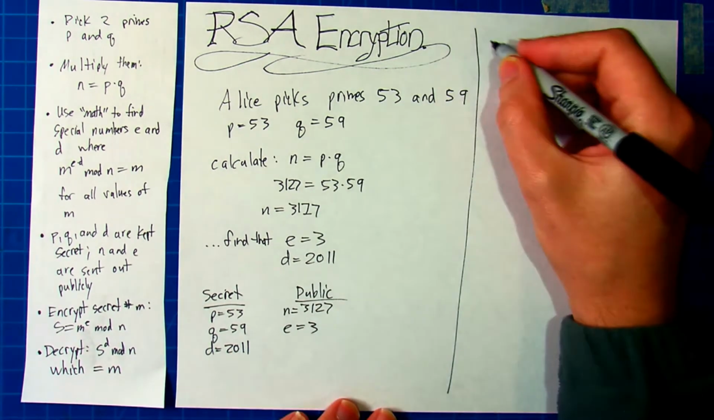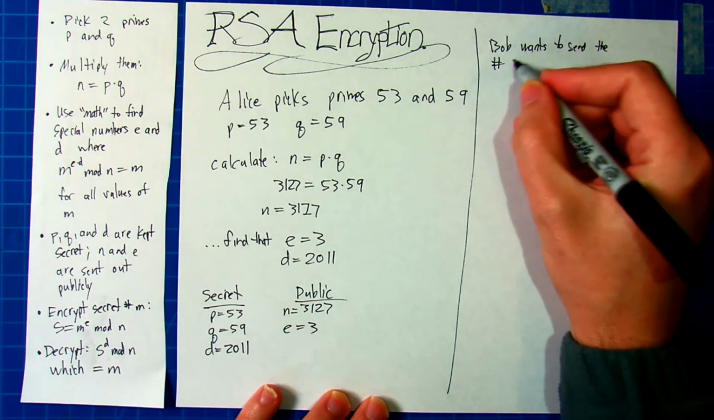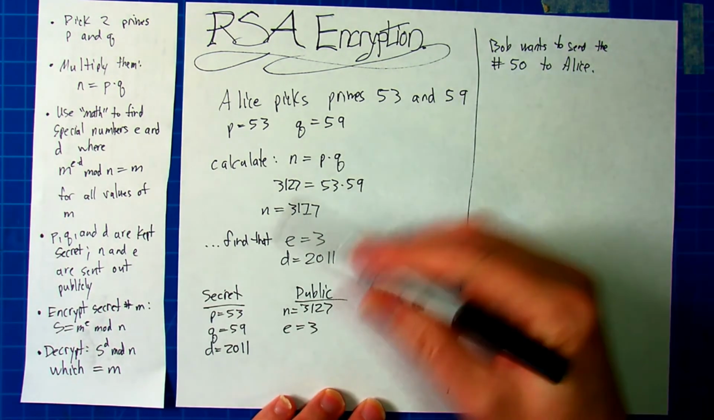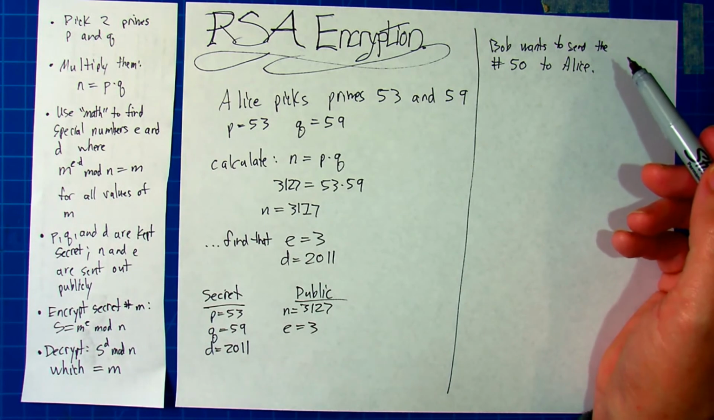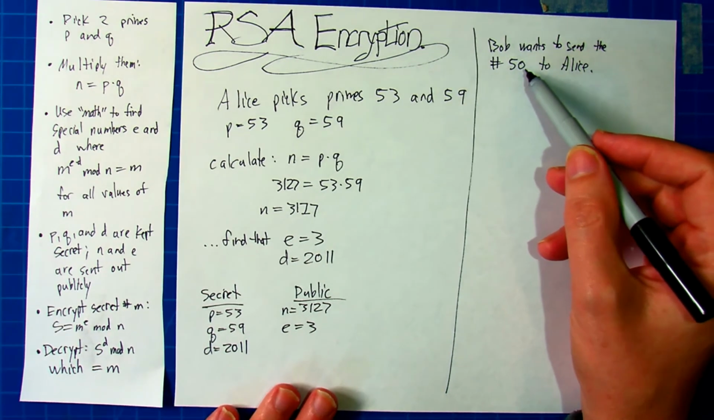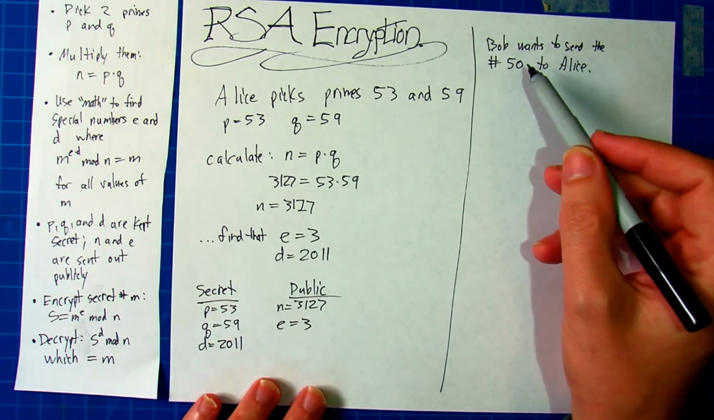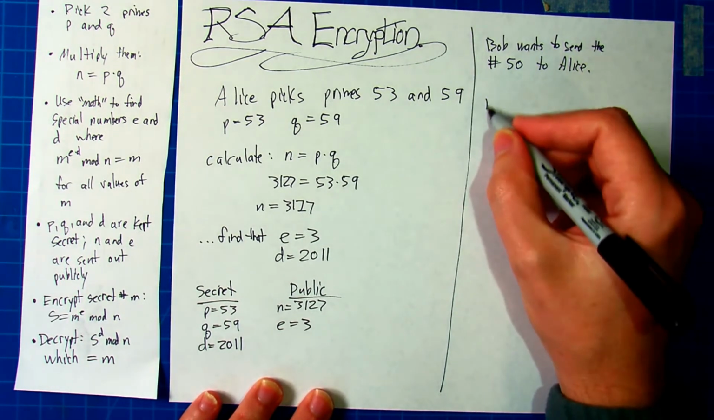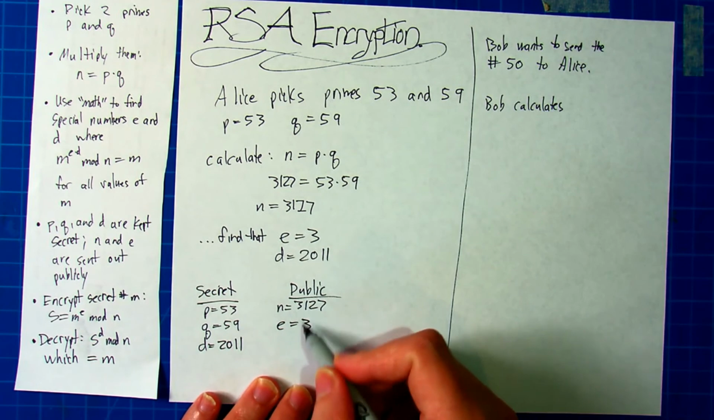So now, suppose Bob wants to send a secret message to Alice. Bob's secret message is 50. In practice, all these numbers would be much, much bigger, but then we can't do them on a standard calculator. The number 50 would be encoded from some sort of alphanumeric thing or something that a computer could read. But basically, Bob knows N and E. So Bob calculates. N and E are public.